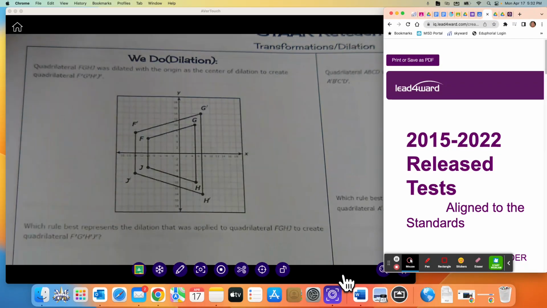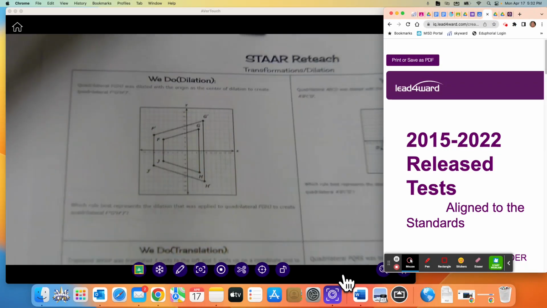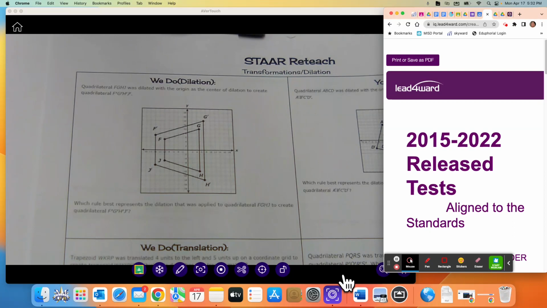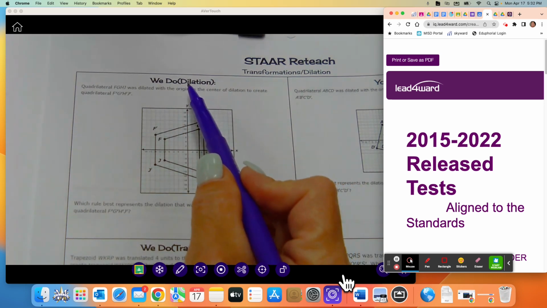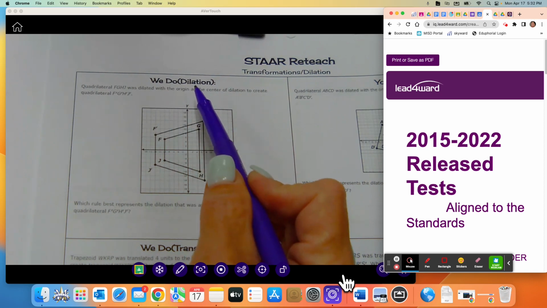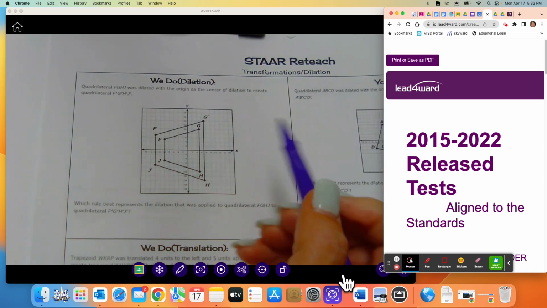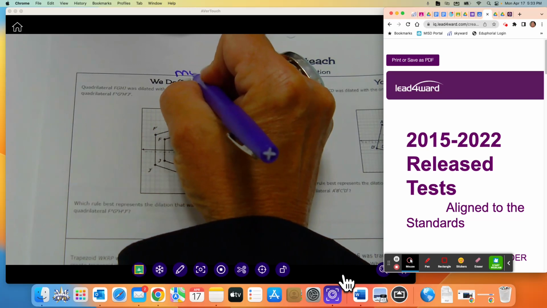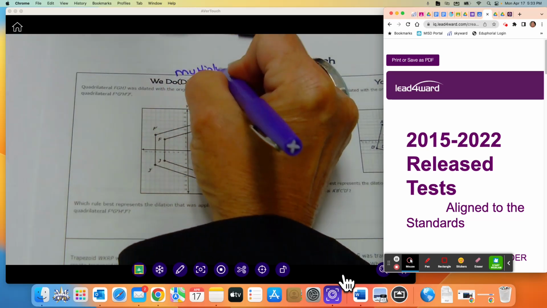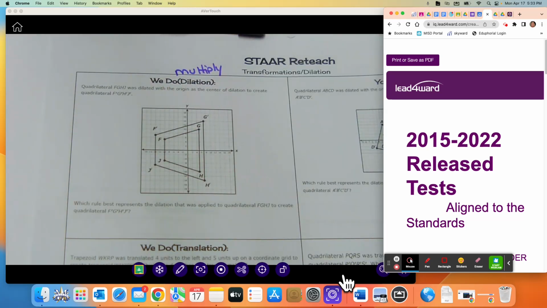Okay, we are going to look at dilations now and transformations. First thing we're going to do is talk about what is a dilation. Remember, a dilation is either going to get bigger or smaller. And what should always come to mind when you hear or see the word dilation? Multiply. Whenever you see the word dilation, just know the rule, we are always going to multiply.